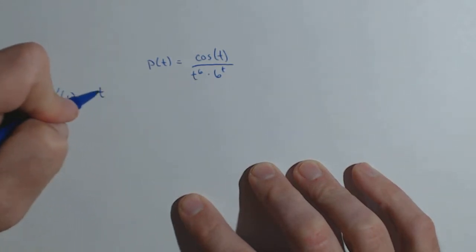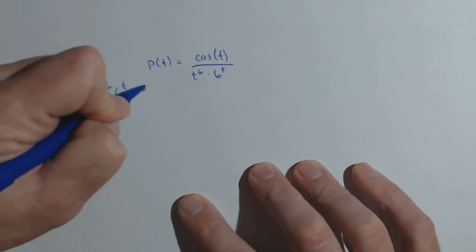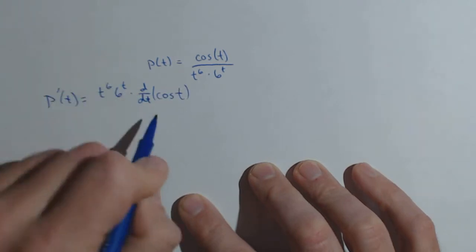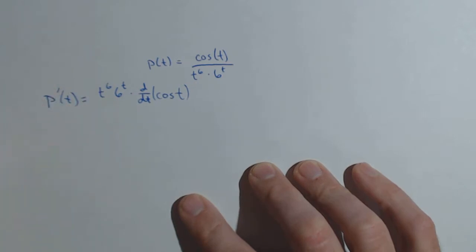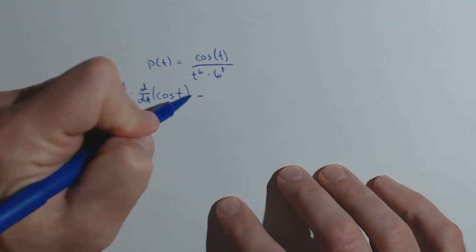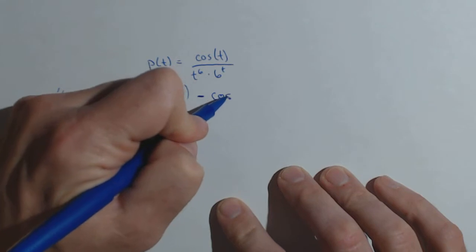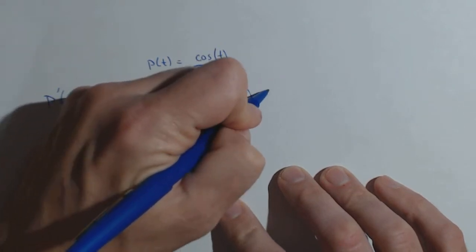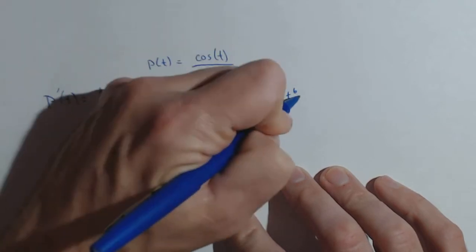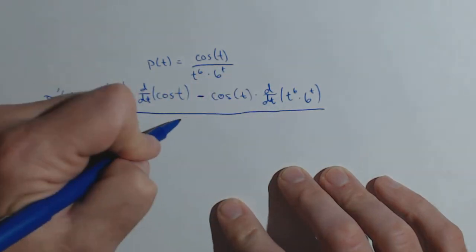So quotient rule, we have our denominator, t to the 6th, 6 to the t, times the derivative of cosine of t. Using this derivative notation is really nice when you have a lot going on, especially when you have a quotient and a product rule combined. Sometimes it's nice to break it into a couple steps and take your time with it. Now this time we're going to hold the numerator constant, cosine of t, times the derivative with respect to t of t to the 6th times 6 to the t. There's where the product rule is going to come in.